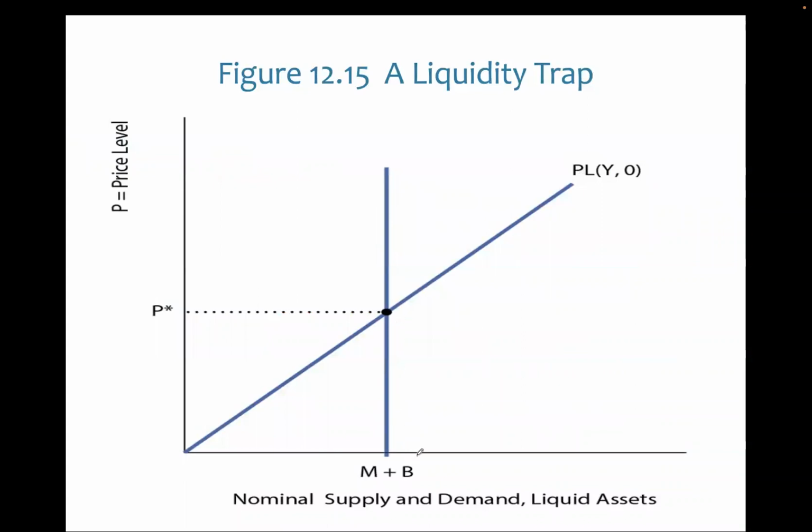Then it's just M plus B, right? So here, you just increase money supply, and then people are going to reduce B. And these two things, what matters? So this is not going to affect our economy.